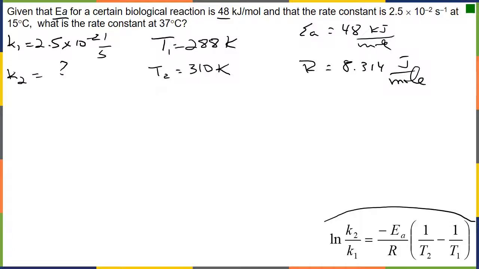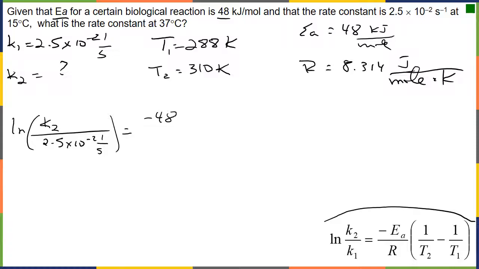Now we know we're going to have to put our activation energy in joules so that our units work out, and we're just going to plug it in. So the natural log of k2, which is what we're solving for, over 2.5 times 10 to the minus 2 per second. Doesn't matter what these units are. Whatever the units are of k1, k2 will have the same units.